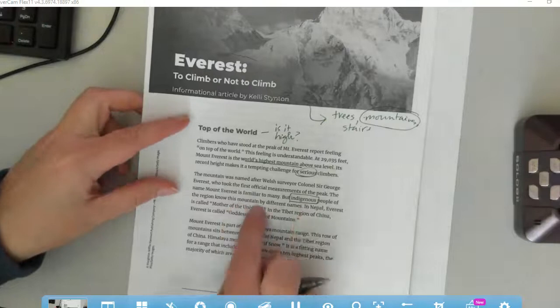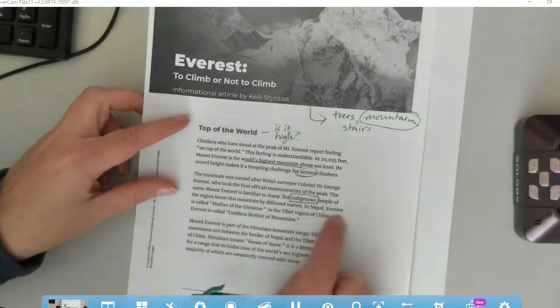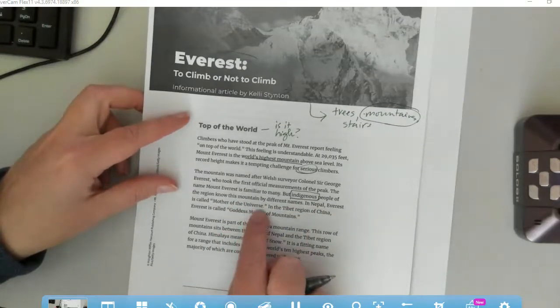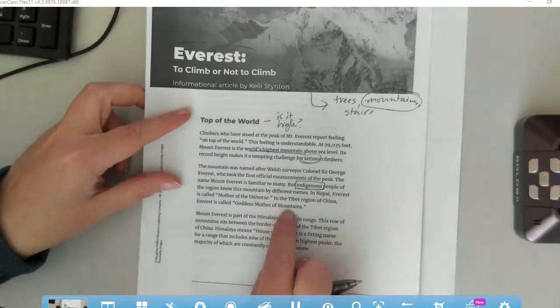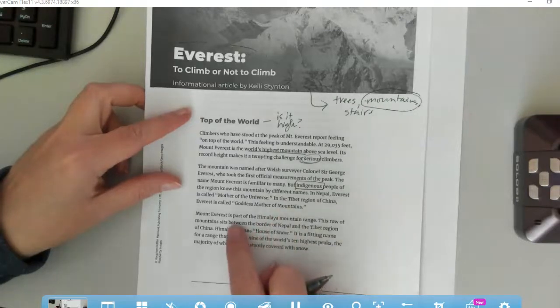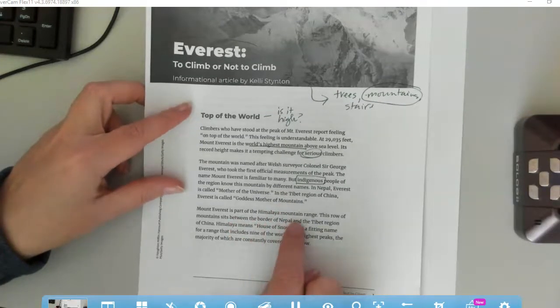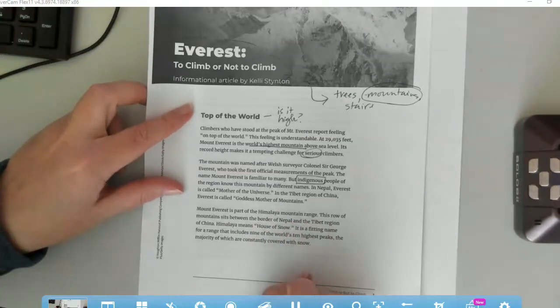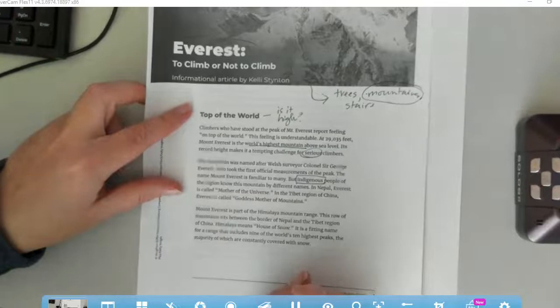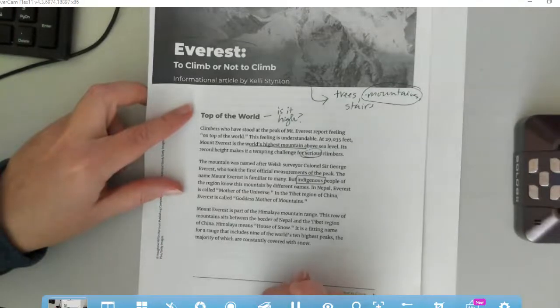People of the region know this mountain by different names. In Nepal, Everest is called Mother of the Universe. In the Tibet region of China, Everest is called the Goddess Mother of Mountains. Mount Everest is part of the Himalaya mountain range. This row of mountains sits between the border of Nepal and the Tibet region of China. Himalaya means house of snow. It's a fitting name for a range that includes 9 of the world's 10 highest peaks, the majority of which are constantly covered with snow.